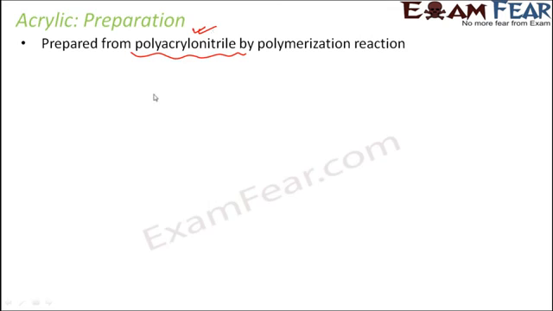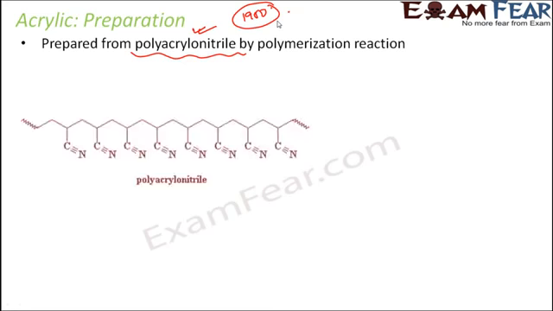Basically this is a polymer which contains about 900 monomer units. Just imagine how big the number is. Some 900 monomer units together form this acrylic called polyacrylonitrile. This is how polyacrylonitrile looks like. You see it is a polymer, and this polymer has monomer units which are joined together by bonds.